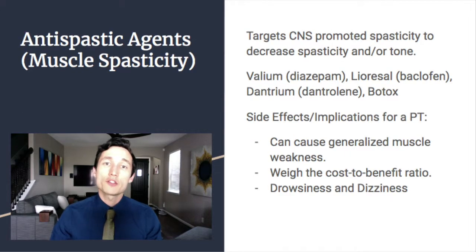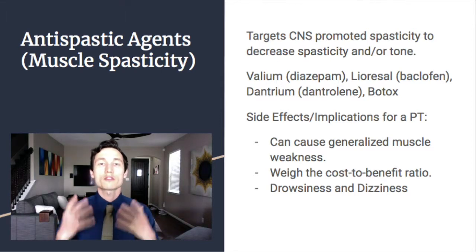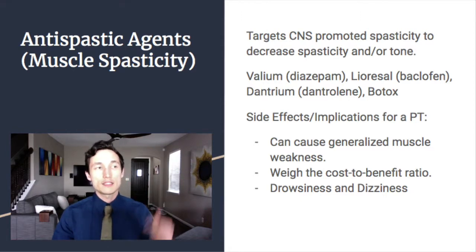Okay, moving on to antispastic agents. These are used for muscle spasticity. So I want to be very clear here. It's muscle spasticity, not muscle spasms. Muscle spasticity is normally CNS in nature, central nervous system in nature. And these drugs target the central nervous system promoted spasticity to decrease that spasticity or hypertonicity.